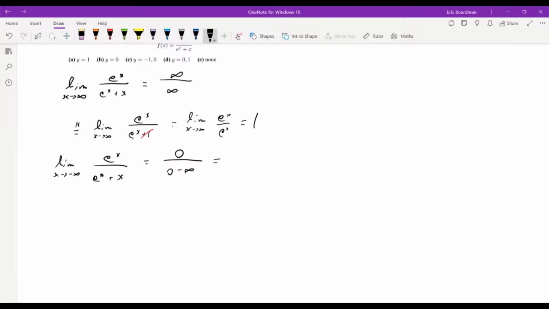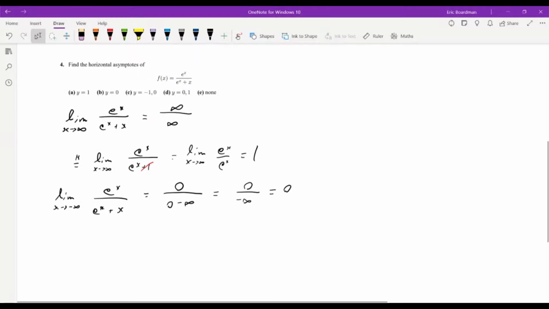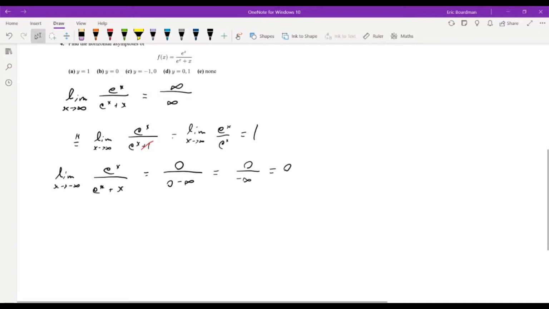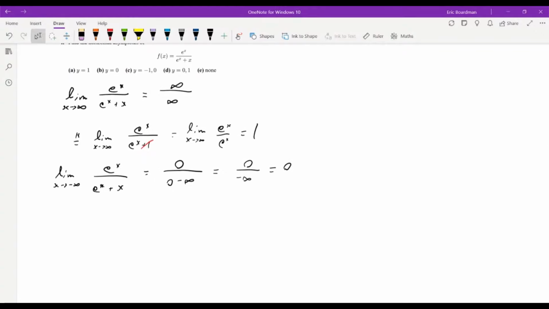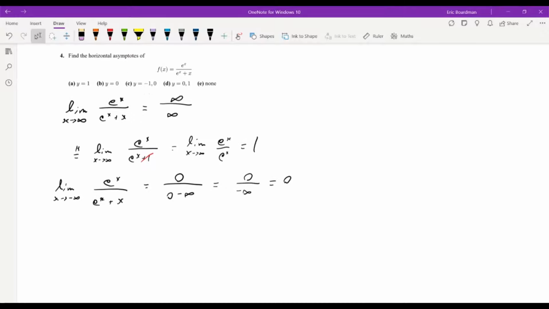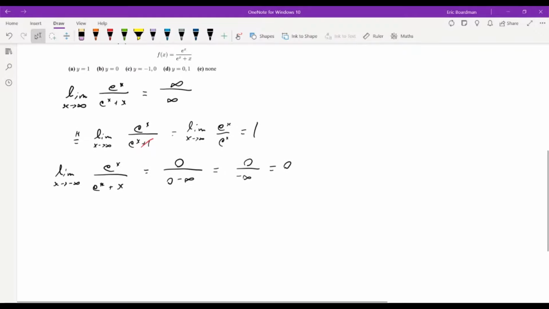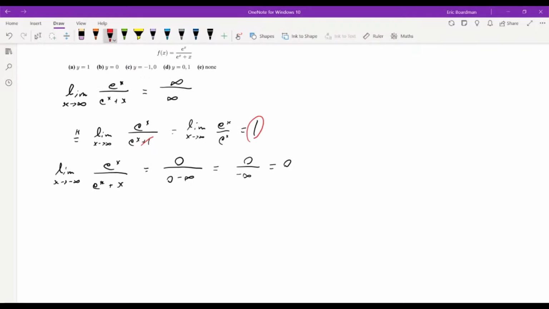So this is just 0 over negative infinity, which is just 0. Because if you have 0 divided by a really large number, that's still going to be 0. This isn't an indeterminate form, because anything divided by infinity other than infinity will be 0. So the two horizontal asymptotes are 1 and 0. And now I'll do the next one.